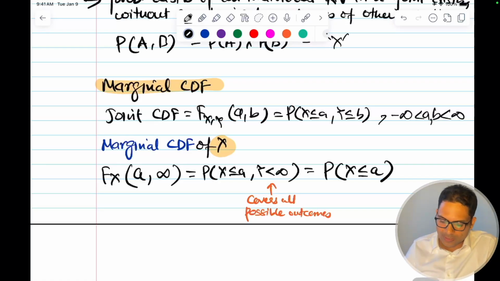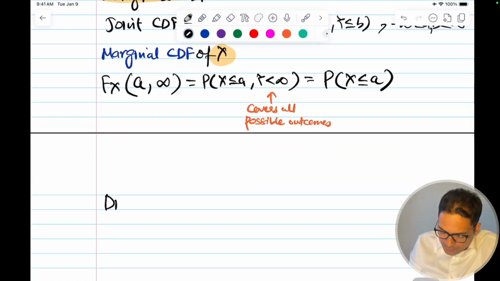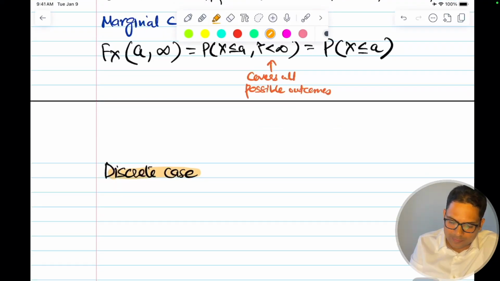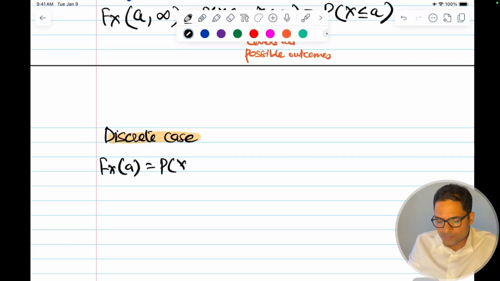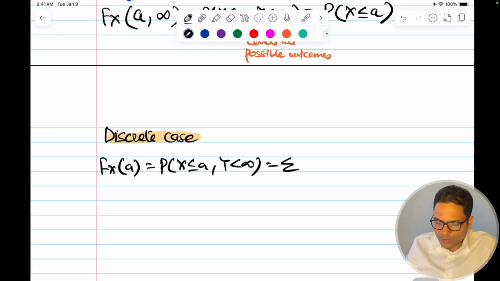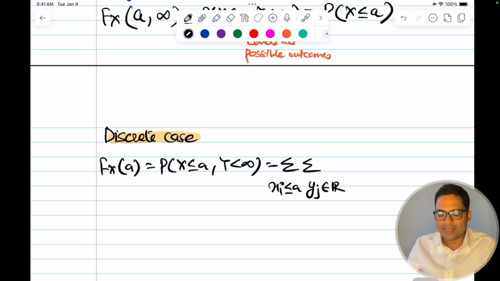Similarly, what will be the discrete case, the countable case? What will be F of X of a for a single value? Here you see it was x comma y, and this is only for a single variable. Given that we have x and y less than infinity, it is equal to the summation, from the joint one, of x i less than or equal to a, and what will be the value for y? y j belongs to R, the complete real numbers. This means minus infinity to infinity. So this is a short form of that.